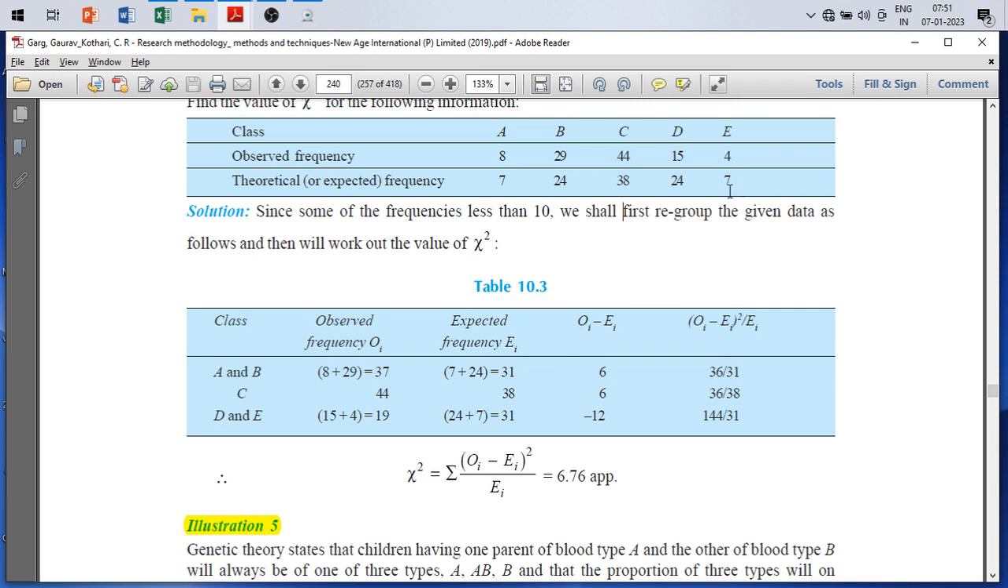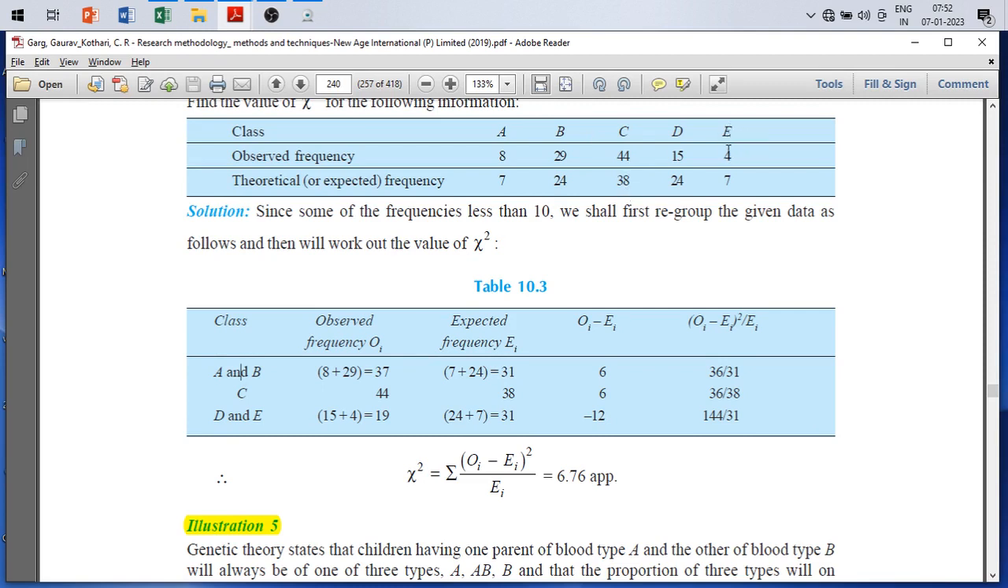So what we have to do is some grouping of categories or classes. In the solution you can see that classes A and B have been grouped together, because the frequency here was low, 8. If we group them together, the observed frequency for A and B together becomes 37, and for expected you add 7 plus 24. That is the expected frequency. Now C is fine.